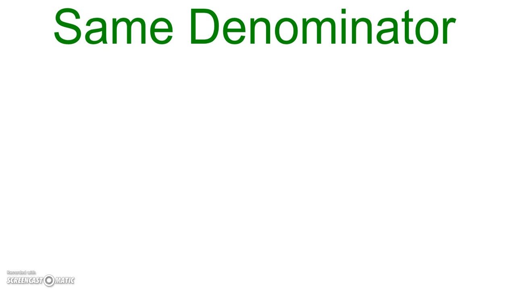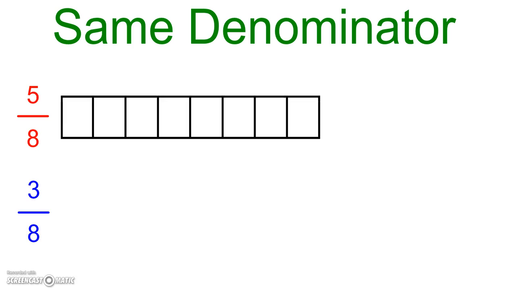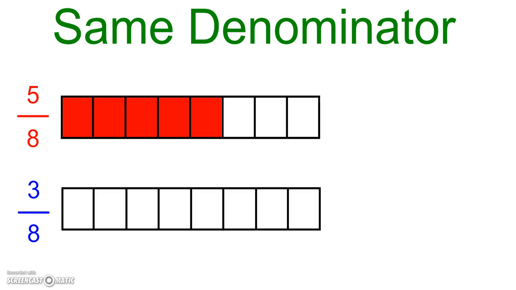For the example, we'll use the fractions 5/8 and 3/8. Notice that both fractions have the denominator of 8. I'll use an area model to show you the value of each. For 5/8, I will have 8 equal pieces, 5 of which are shaded. For the fraction 3/8, there'll be 8 equal pieces, 3 of which are shaded.